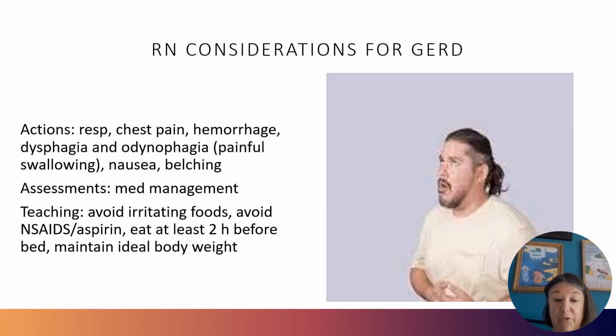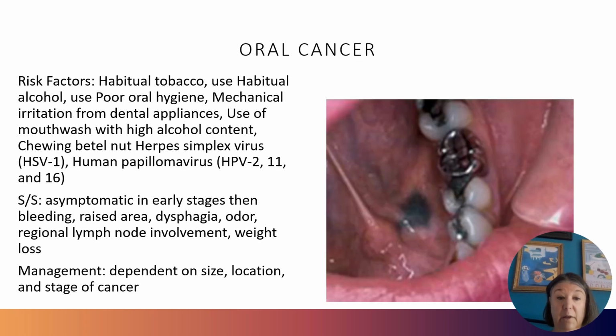RN considerations for GERD. So actions, respiratory, right? Chest pain, hemorrhage, dysphagia, odynophagia, which is painful swallowing, nausea, belching, assessment, med management, really. Teaching: avoid the irritating foods, alcohol, caffeine, spicy things. No NSAIDs or aspirin because we're worried about bleeding risk. Eat at least 2 hours before bed and maintain an ideal body weight.